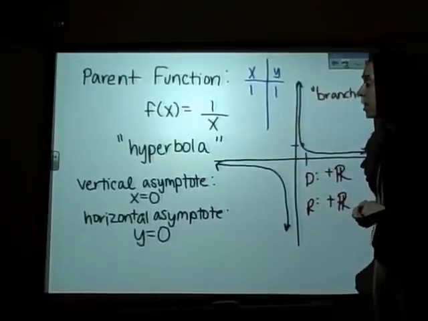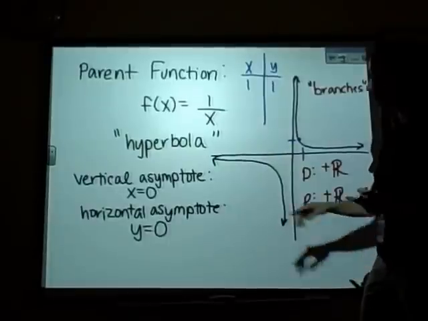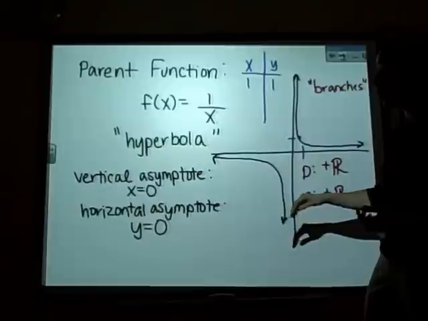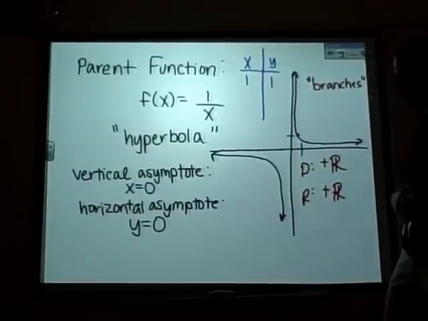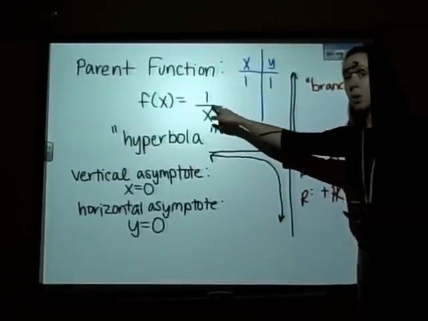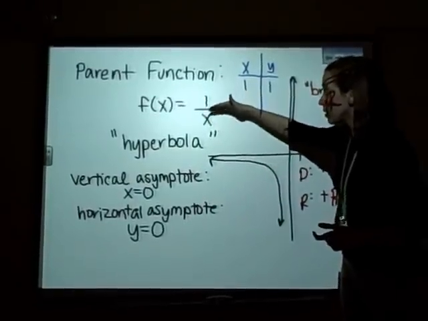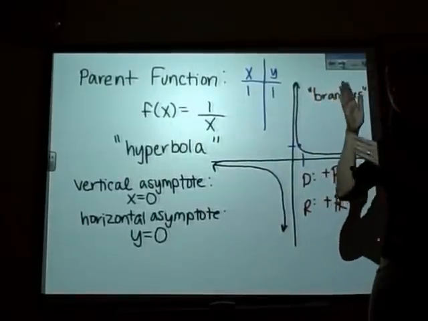But you guys know enough by now to make that xy table. The hyperbola has two asymptotes. It's got a horizontal and a vertical. Both axes are asymptotes. And if you think about that, it makes sense. You can't have x be 0 because you can't divide by 0. And you can't have 1 divided by a number equal 0. Neither one of those makes sense. So they're both asymptotes.